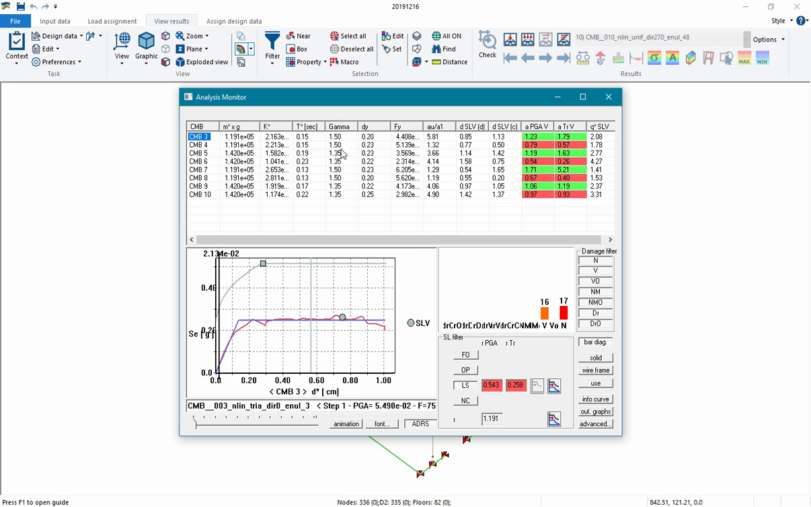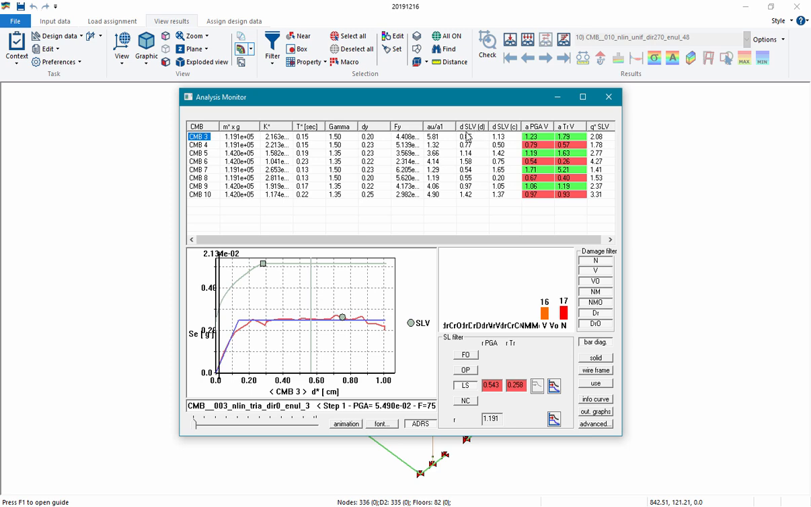Then we have the yield force of the structure and the displacement in correspondence of the yield force of the structure. We have this ratio that allows us to calculate the behavior factor of the structure. It's the ratio between the multiplier of horizontal seismic action at the formation of the global plastic mechanism and that at the first plastic hinge in the system.